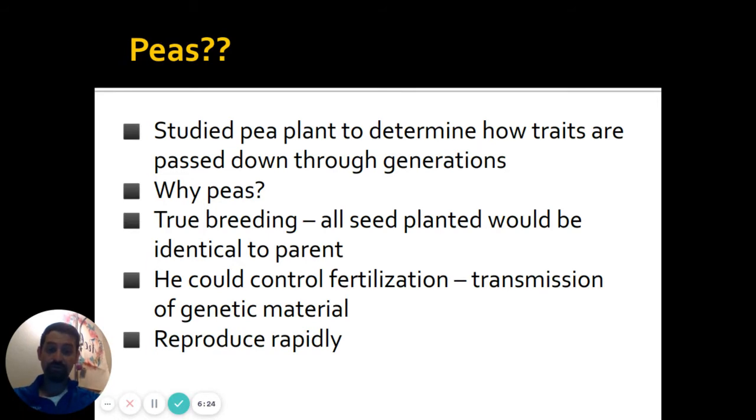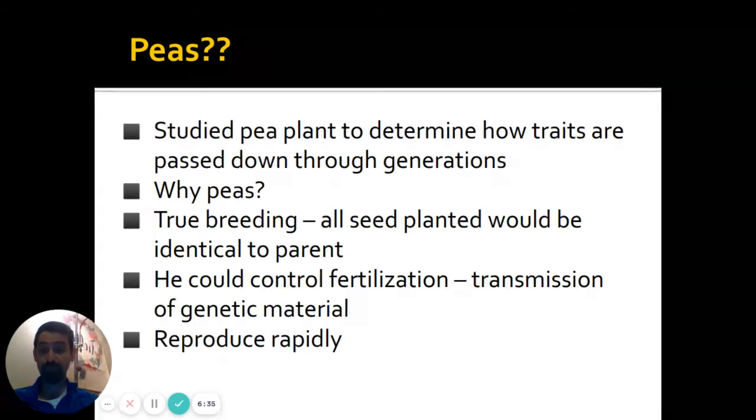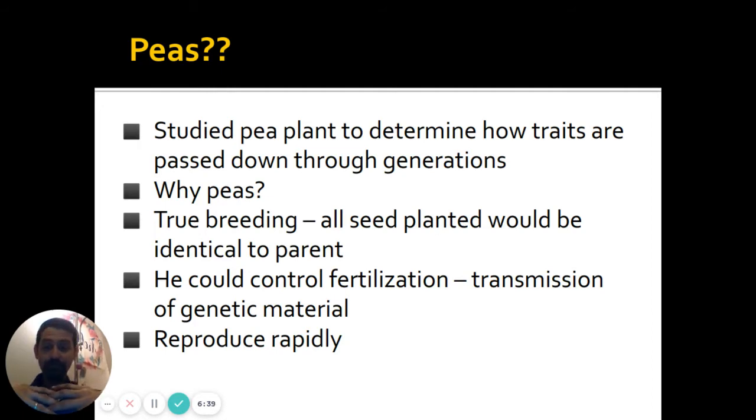So he could control this, and he did a lot of crosses by hand, crossing different types of plants with different traits. So what he did was he took all these different true breeding plants that had these distinct characteristics, and he mixed them up. And he wanted to see what was going to happen.